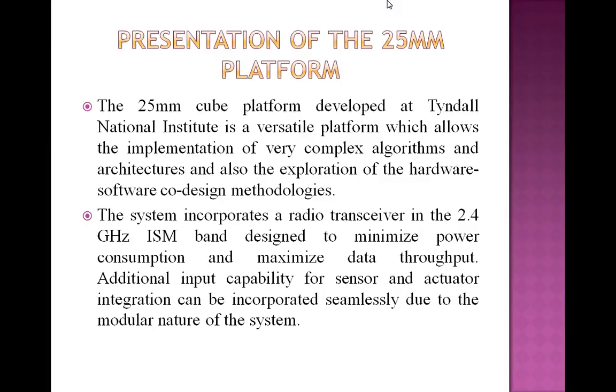The system incorporates a radio receiver in the 2.4 GHz ISM band designed to minimize power consumption and maximize data throughput. Additional input capability for sensor and actuator integration can be incorporated seamlessly due to the modular nature of the system. The embedded microcontroller for this platform is the Atmega 128L.